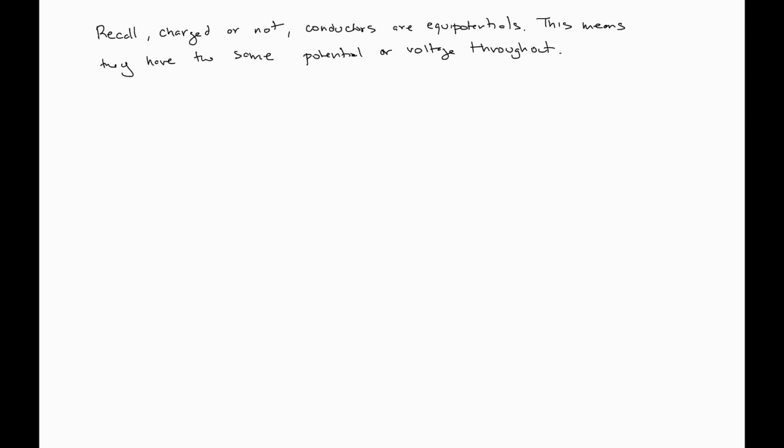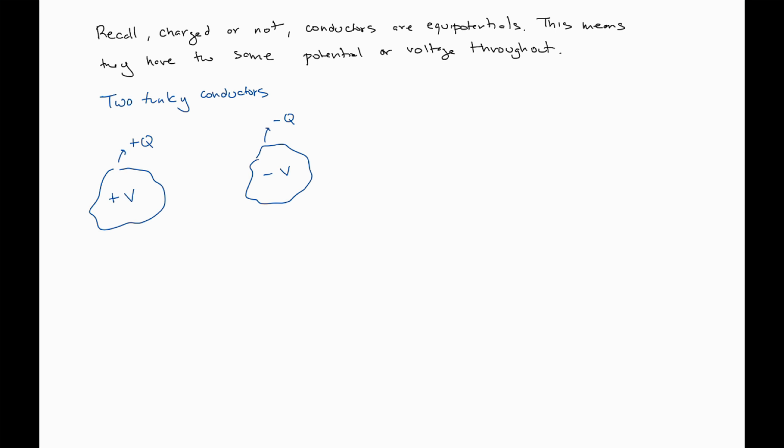Let's go ahead and draw a simple capacitor. Not a simple one, actually, a more complicated one than you normally deal with, a general capacitor. So I'm going to have two funky conductors, and they're funky just because they're a weird shape. This one's got a charge of positive Q, so it is at a positive voltage, and the one next to it has the same amount of charge, but negative Q, and it is at a negative voltage.